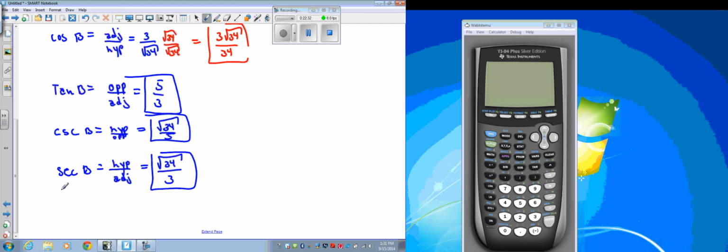And then the invert on the tangent, cotangent. And that's adjacent over opposite. And it's the invert here, so that's 3/5. So that's what you do.